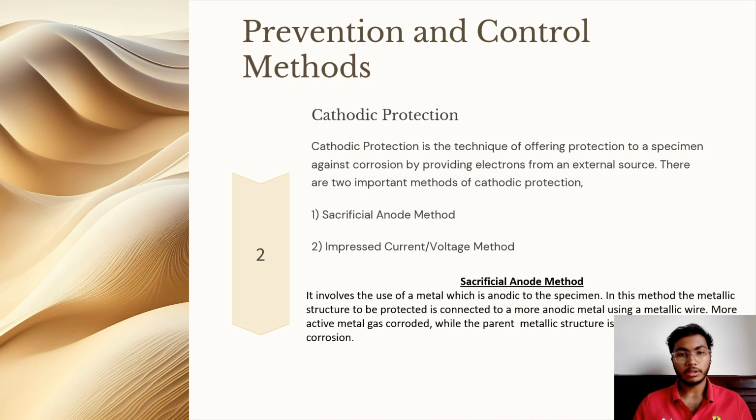Prevention and control methods. Cathodic protection. Cathodic protection is the technique of offering protection to a specimen against corrosion by providing electrons from an external source. There are two important methods of cathodic protection: the sacrificial anode method and the impressed current method. Sacrificial anode method. It involves the use of a metal which is anodic to the specimen. In this method, the metallic structure to be protected is connected to a more anodic metal using a metallic wire. The more active metal gets corroded, while the parent metallic structure is protected from corrosion.